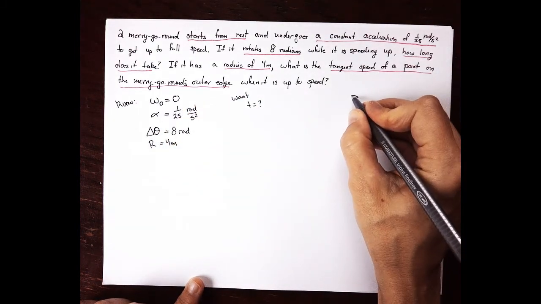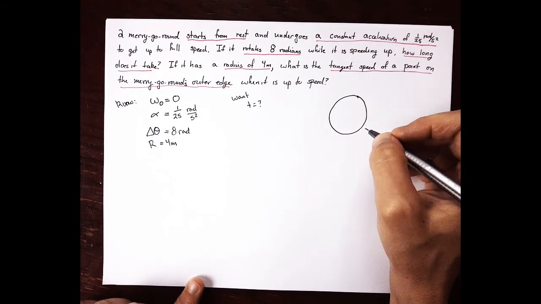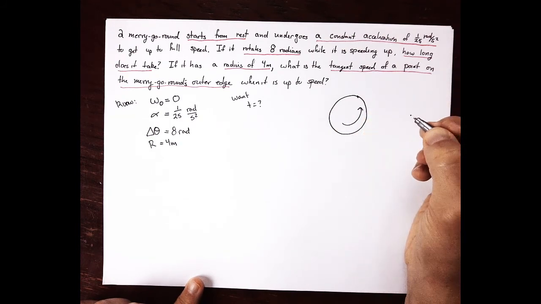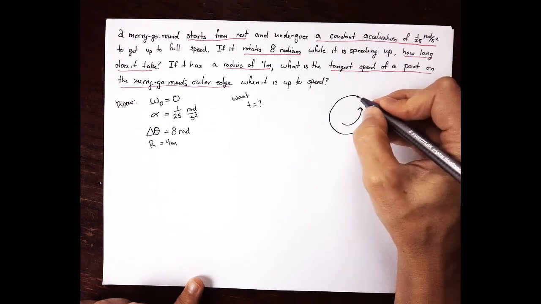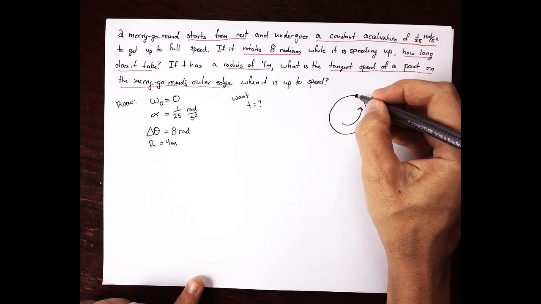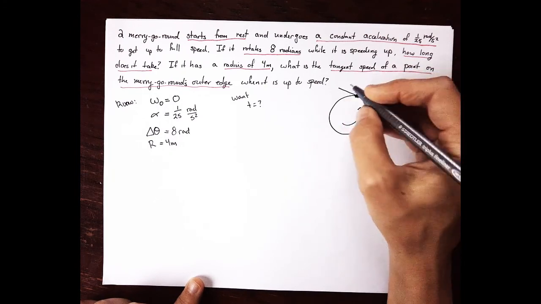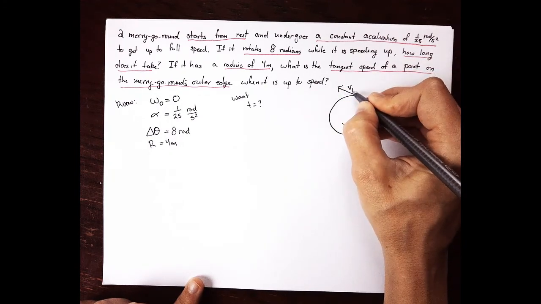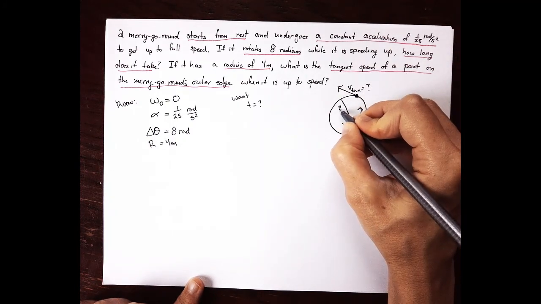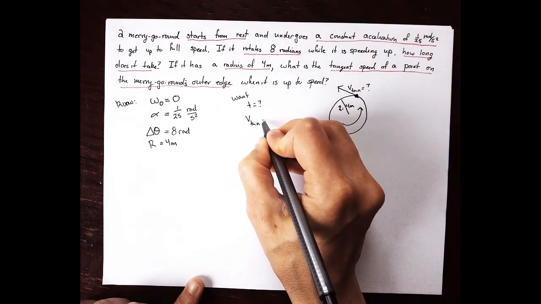So let's draw a picture. We're not told which way it's accelerating, so let's just assume that it's accelerating so that it'll be spinning like this. And the tangent speed of a point on the merry-go-round's outer edge, so like right there, that's going to be the speed on a tangent line. So that's actually going to be a linear speed. That's the thing we want to know. And we're told the radius. It's 4 meters. We also want the tangent speed.